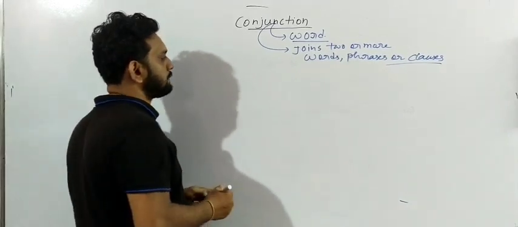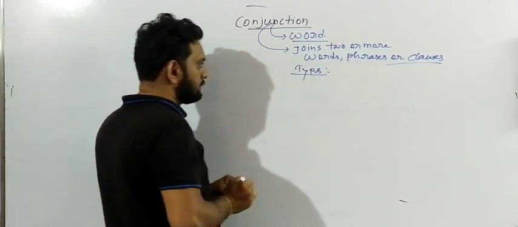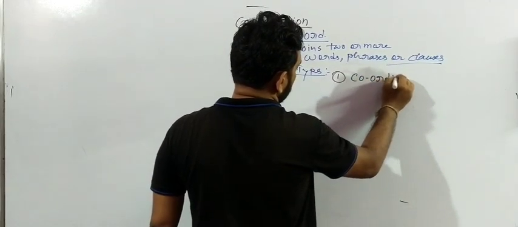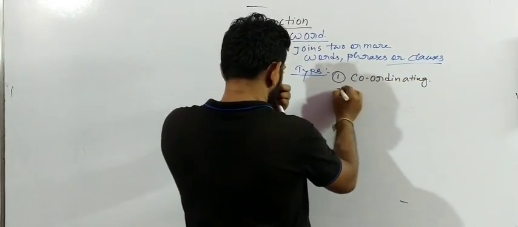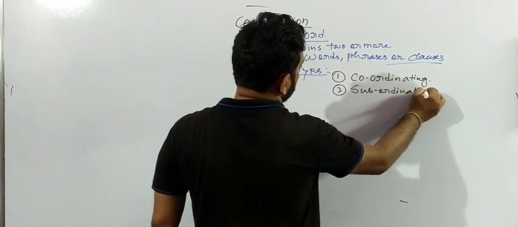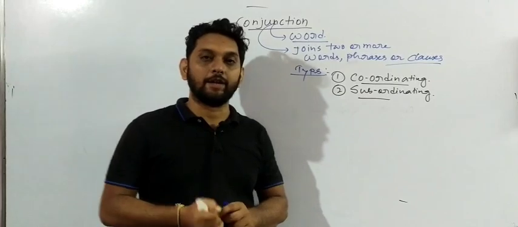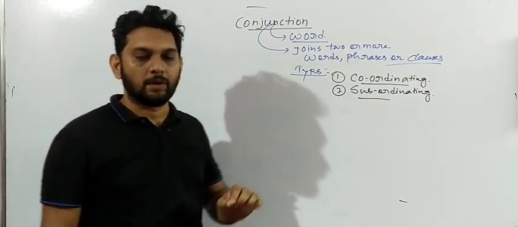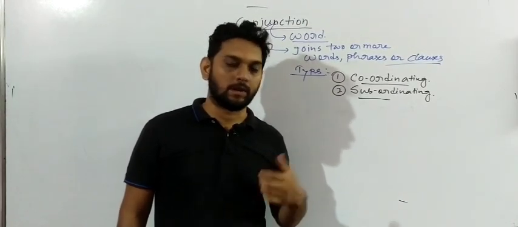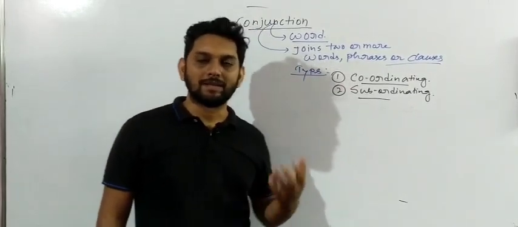And what are the types of conjunction? There are mainly two types. One is coordinating and the second one is subordinating. Coordinating conjunction and subordinating conjunction. And coordinating conjunction has been divided into four parts. First one is copulative, which is also known as cumulative conjunction. Second one is alternative. Third one is adversative. And fourth one is illative.